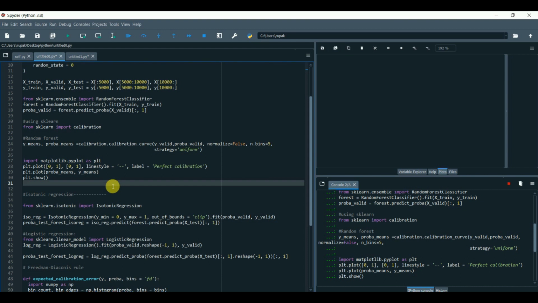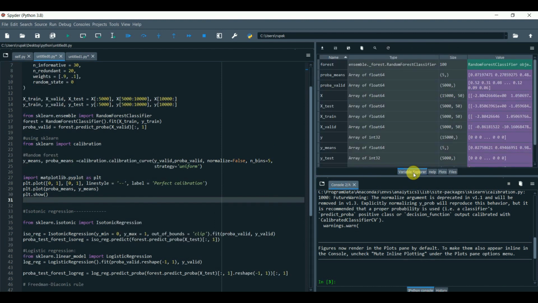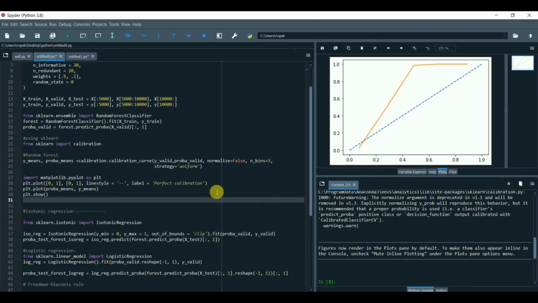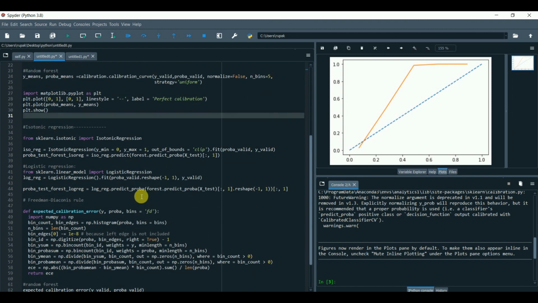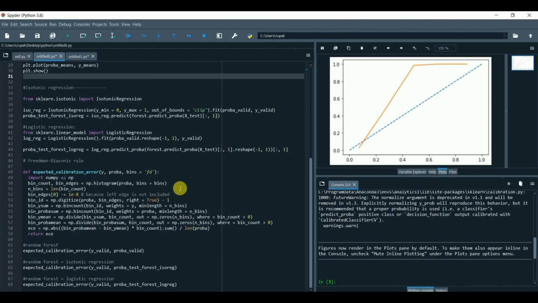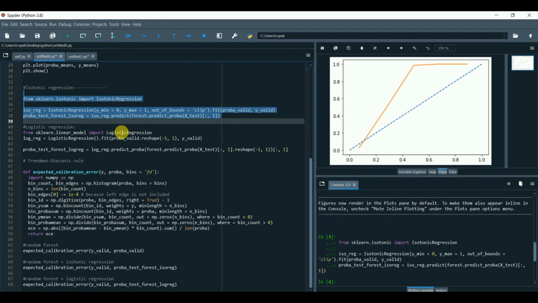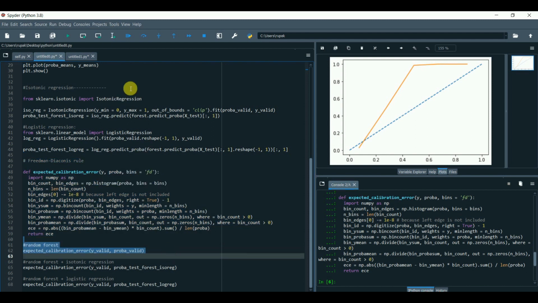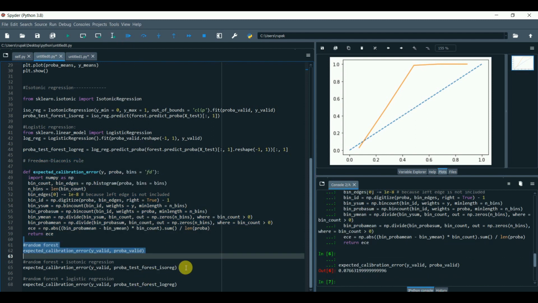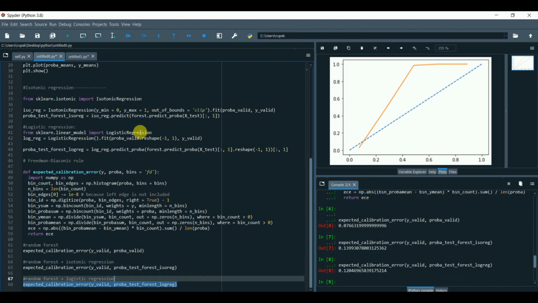Now metrics to assess which one is better calibrated. Expected calibration error gives how far our predicted probability is from the true actual probability. Okay, let's create the isotonic regression. Here we have the results: random forest plus isotonic, random forest plus the logistic regression.